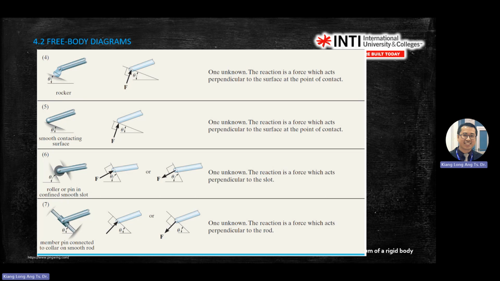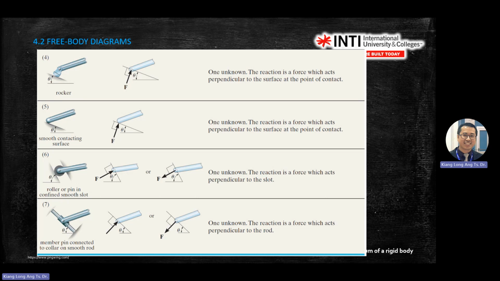The contact force is always 90 degrees to the object. When you see smooth, then you have a normal contact force or reaction force. Another one is also a roller. This one is also a roller, confined in the smooth slot.